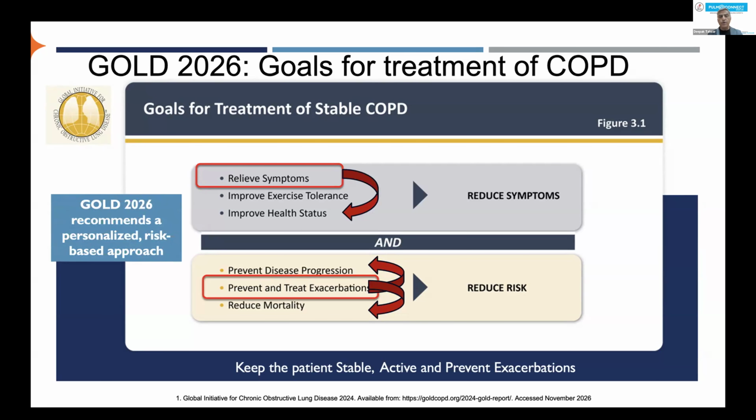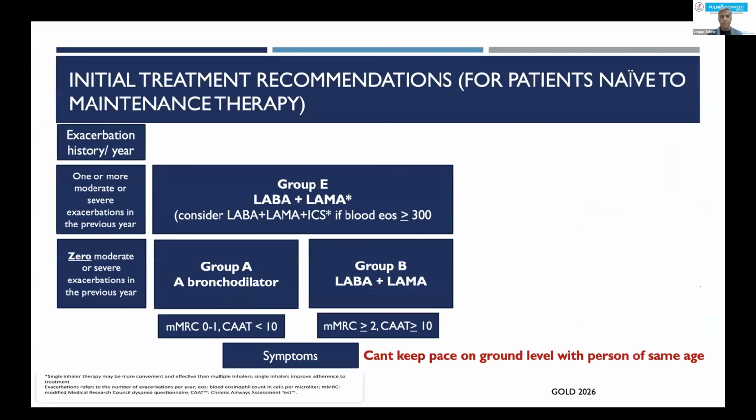And now GOLD 2026 also recommends that you need to really do a personalized risk-based approach. And Pranav very rightly said, there are high-risk groups of people and they need to be prioritized when it comes to controlling their disease. The amount and the choice of medication will depend upon how high their risk is to worsen COPD early, more frequently, and ultimately lead to reduction in life.